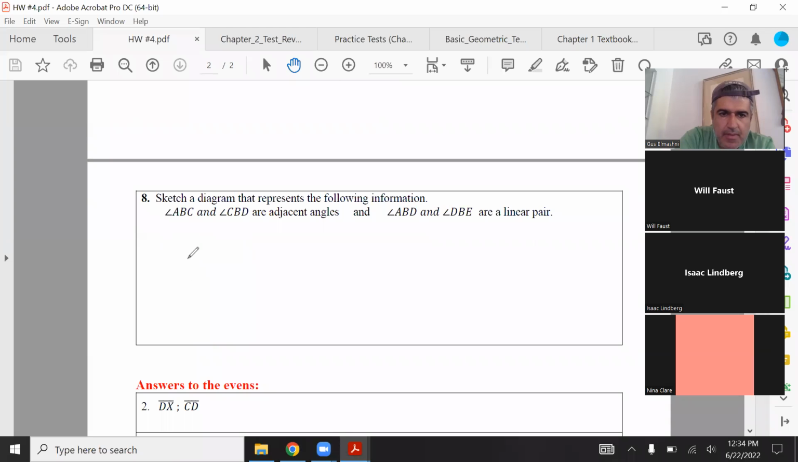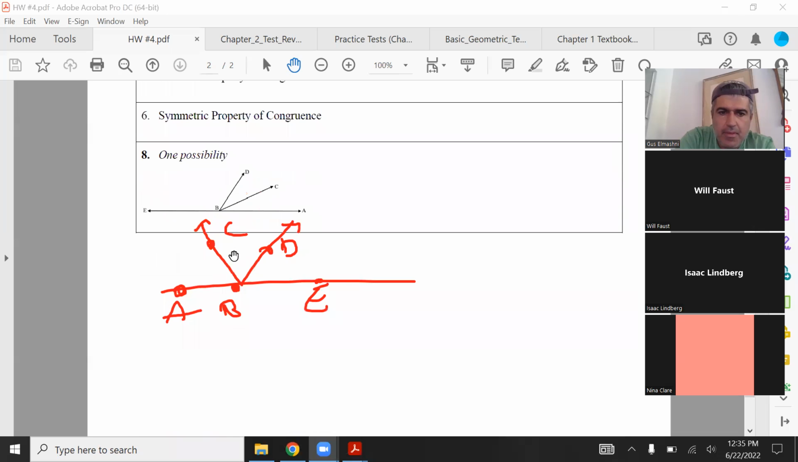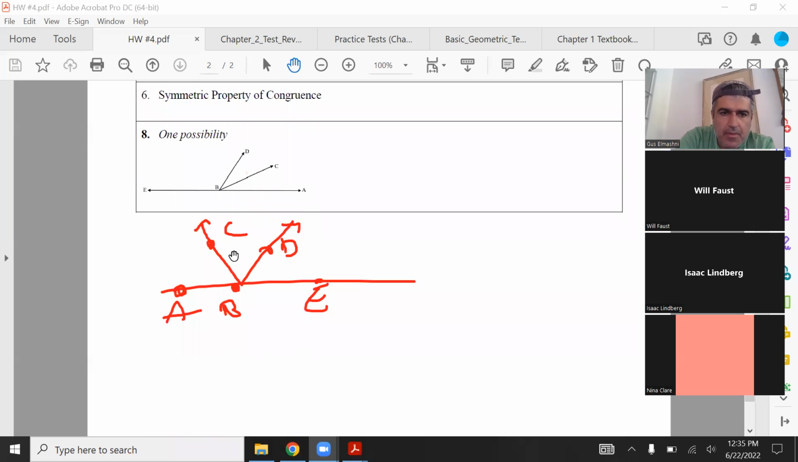ABC, CBD are adjacent angles, ABD and DBE. So you could say that's A, that's B, that's C. Say that's D, and ABD and DBE. Yeah, you do something like that. That could work. Yeah, you can see that's something pretty similar there. They just have a different order: ABC, CBD. Yeah. So homework 4. There we go.